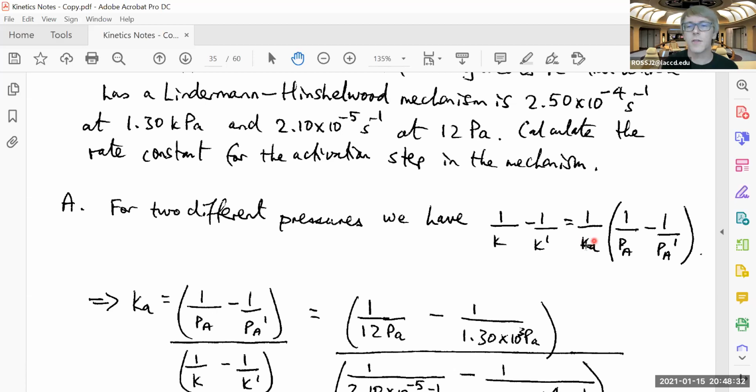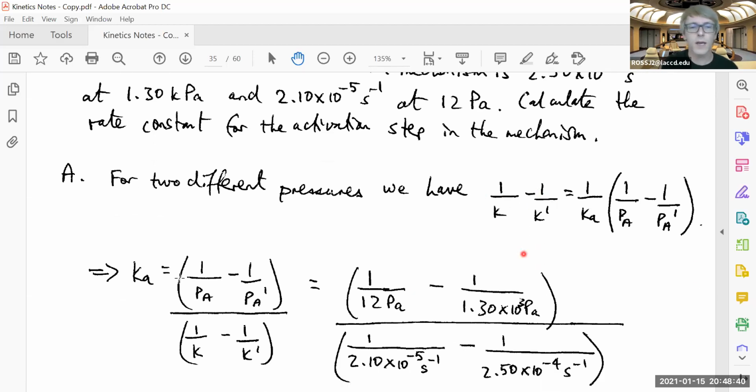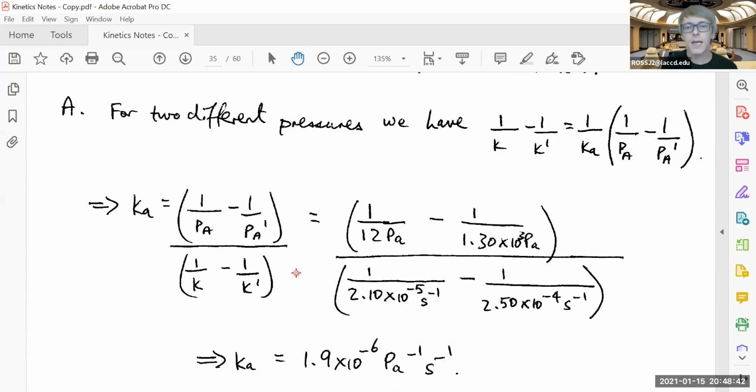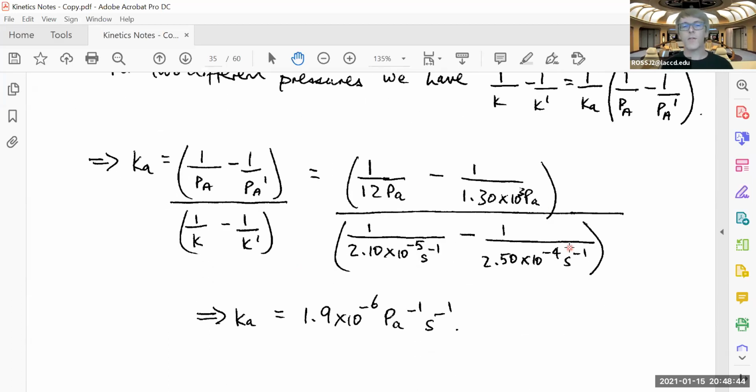So we're going to solve for ka, and we do that essentially by cross-multiplying. The ka goes upstairs, what is on the left comes downstairs, and we've isolated ka. Now we just plug in the variables, and we have a calculation. So the activation rate constant is 1.9 by 10 to the negative 6 reciprocal Pascal reciprocal second.